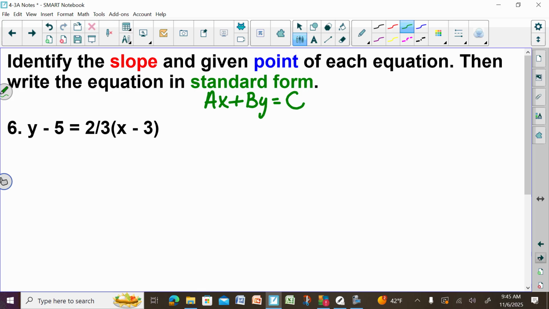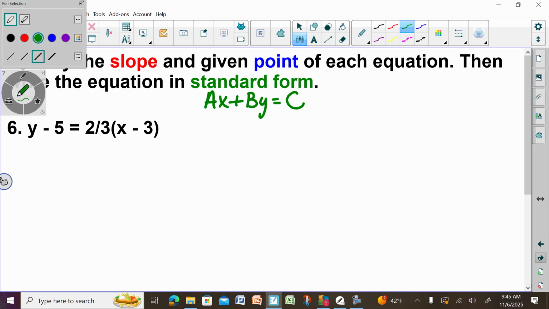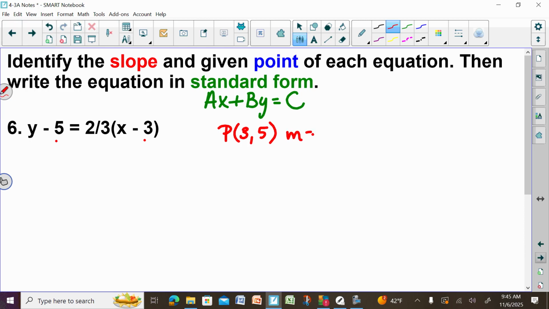Okay, so let's go ahead and identify what we need to identify. Here, we're identifying that the point is (3, 5), both positive because they both say minus, so that means I didn't plug in a negative, and my slope is 2/3. So just working backwards to pull the information from the equation. And then let's go ahead and transform this.